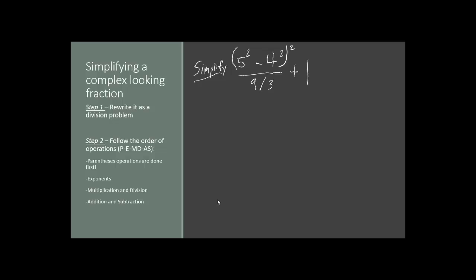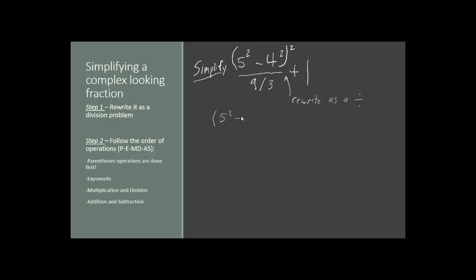Let's get started. So the fraction I've given you is kind of a large one. We have 5 squared minus 4 squared, in parentheses, squared, divided by 9/3 plus 1. If you run into something that's this complicated looking and it has a division bar in the middle, it's a good idea to rewrite first the division bar as a regular old division sign. That can help clear some of the confusion up almost immediately. Let's try it.